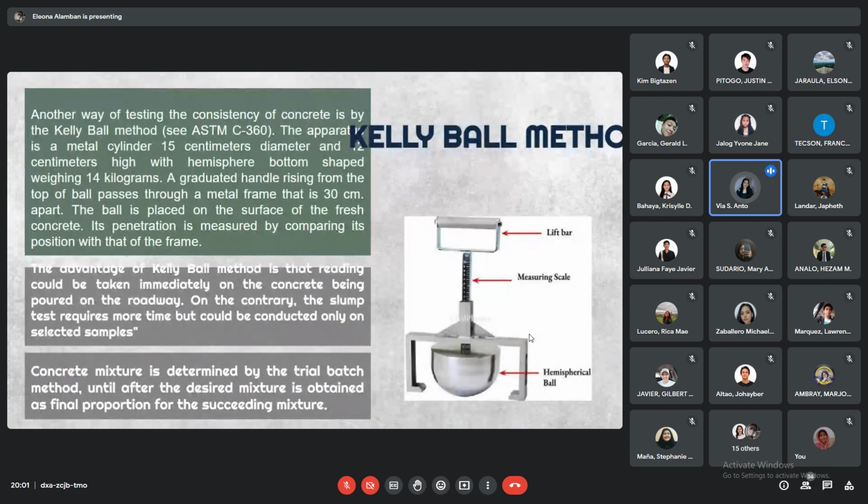So, the advantage of the Kelly ball method is that readings could be taken immediately on the concrete being poured on the roadway. On the other hand, the slump test requires more time but could be conducted only on selected samples. So therefore, concrete mixture is determined by the trial batch method until after the desired mixture is obtained as the final proportion for the succeeding mixture. Next.